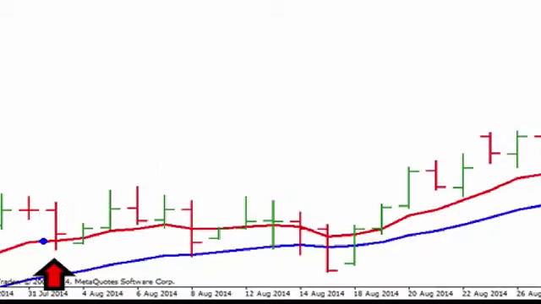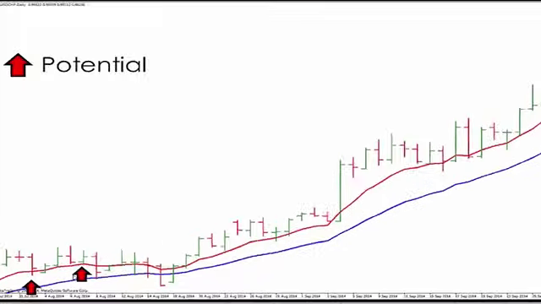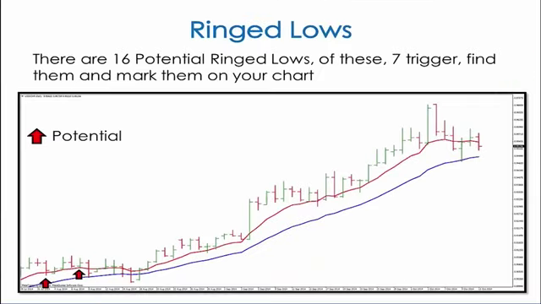Now, as we look at the next signal we have over here, it's again because of the lower high and lower low. And zooming in once more so you can see clearly, we have that lower high and we have the lower low. That means it's a potential ringed low and you'd be placing your orders above that bar. As we continue through, these are the answers so that you can see them. These are all of the potential ringed lows, all 16 of them on this chart.